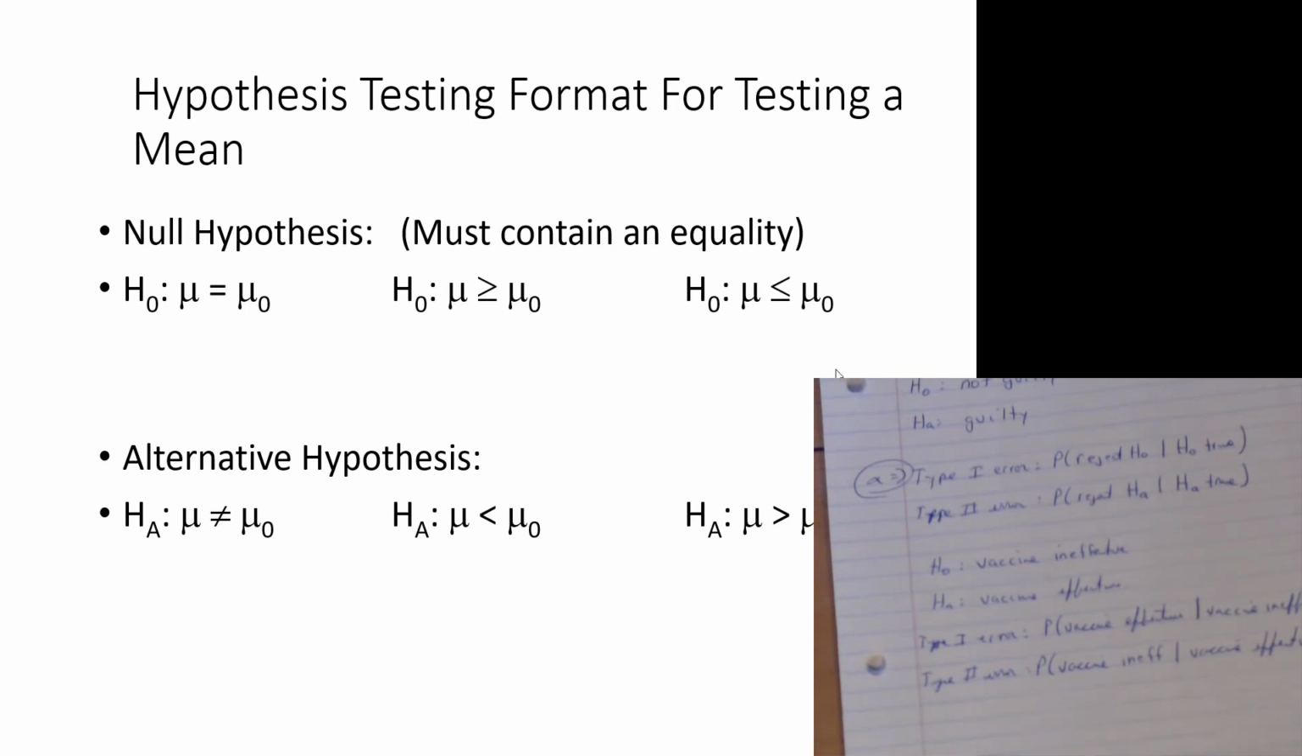Okay. Now, the testing formats, all nice and easy. Just as an aside before we get too far out, when you see a mu with a little zero, mu naught, that just means it's a placeholder for a particular value. Never write mu naught on any hypothesis test. Ever.